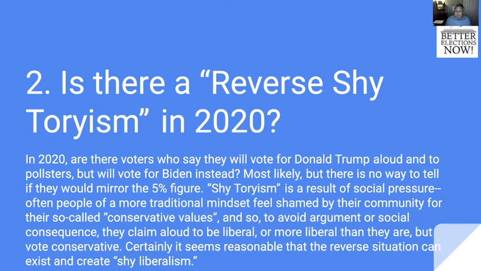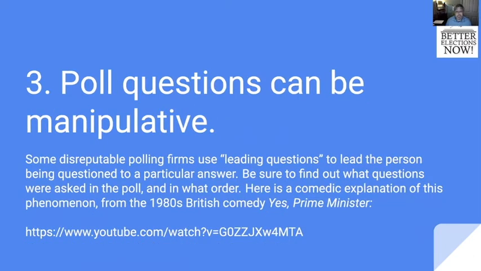Are there places in the country in 2020 where there are people who don't want to vote for Donald Trump but can't say that aloud? I think so. But we have no idea what the percentage could be. It could be 5%, it could be 1%, it could be 20%. We don't know. We have no idea. We'll know on election day, which is about 2 weeks away. So this is something to keep in mind too. Is there a reverse shy Toryism in 2020 because Donald Trump is so polarizing? Poll questions can be manipulative.